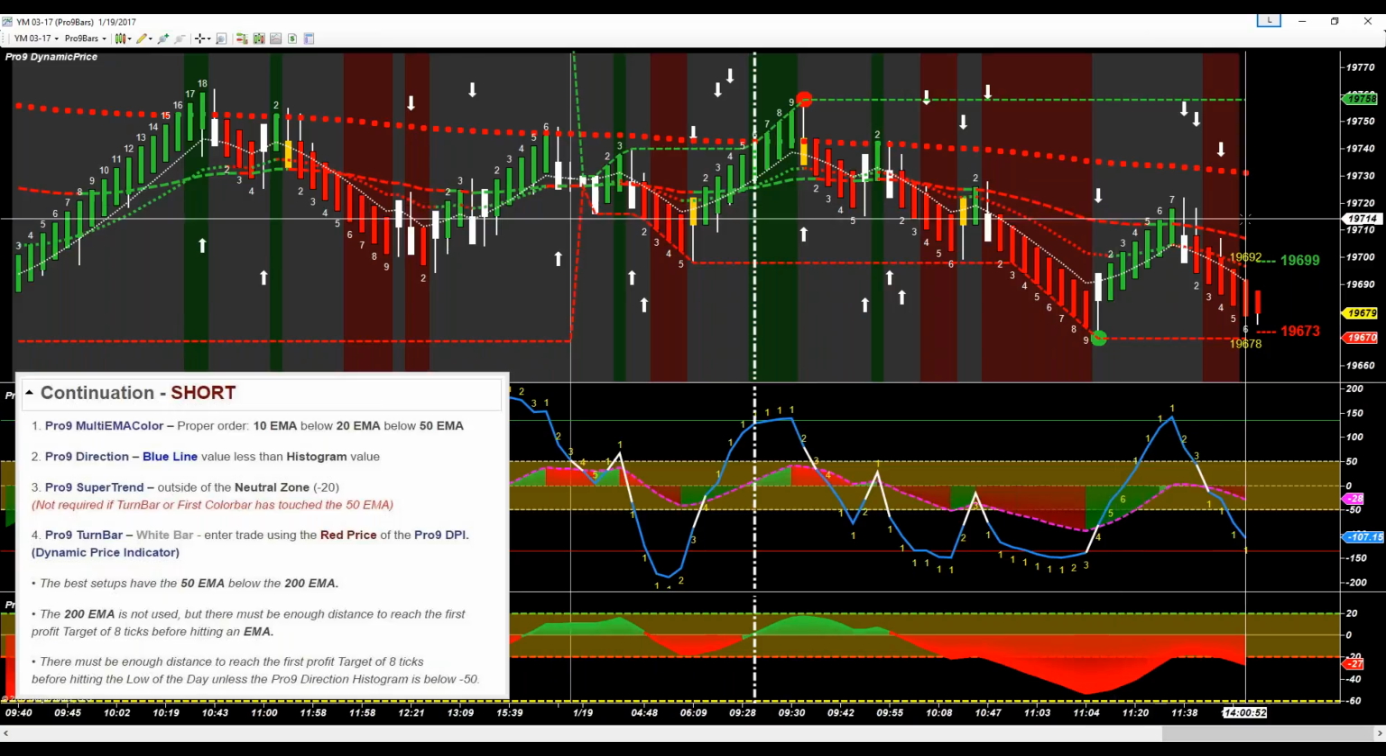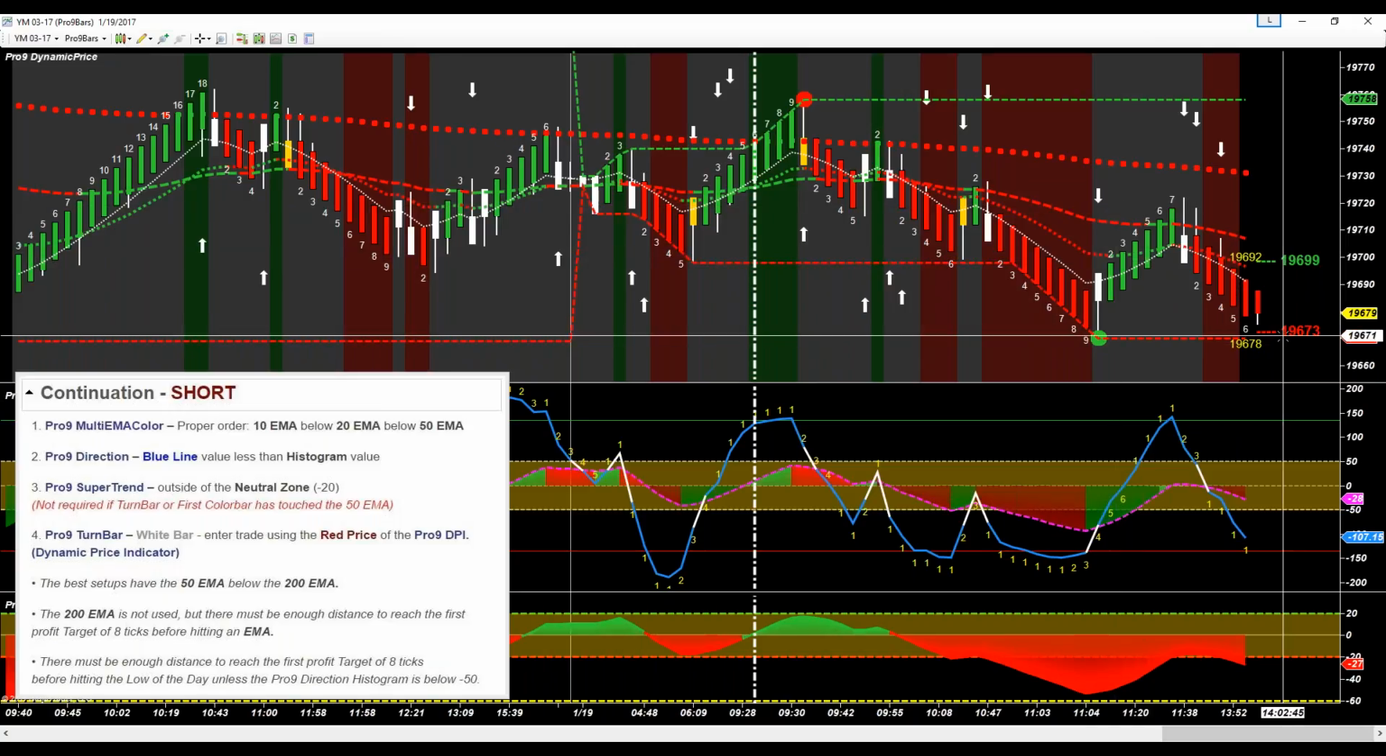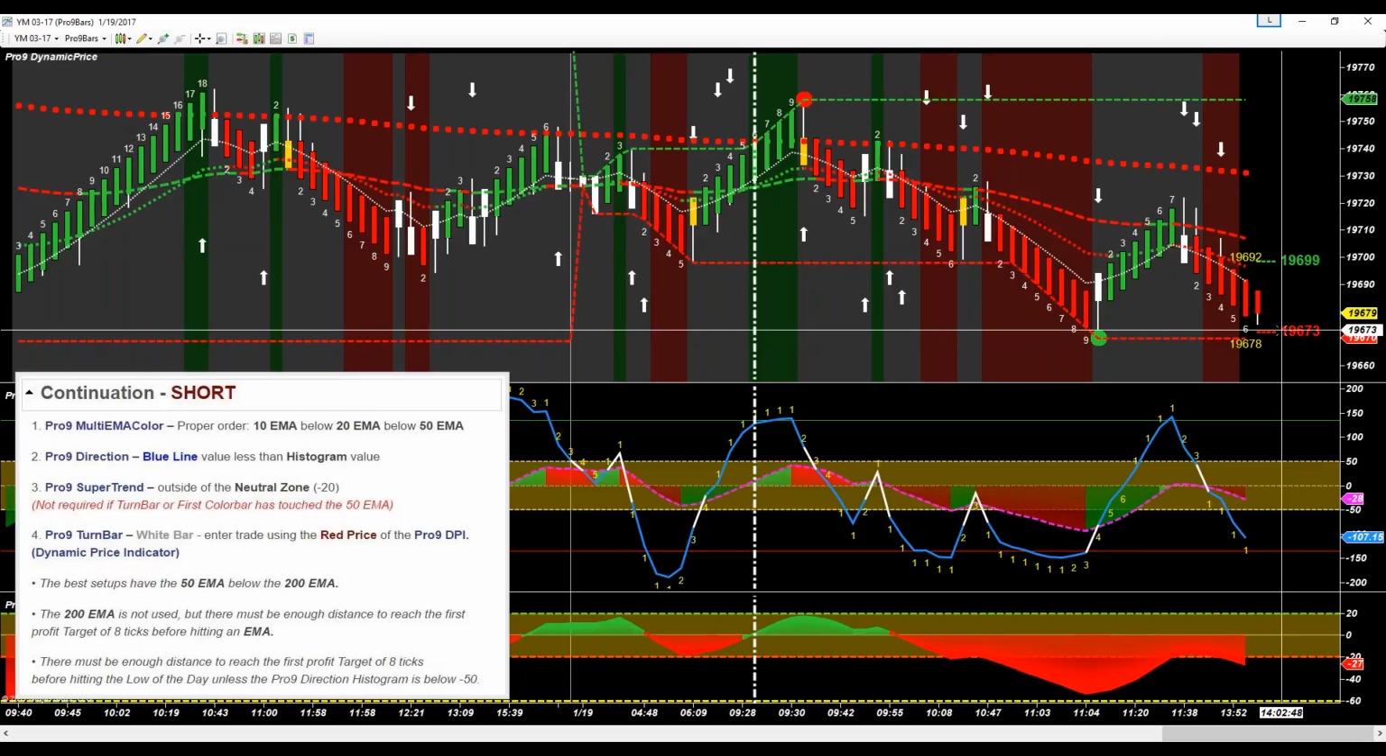And you may also occasionally see a yellow DPI number, and this warns you that your entry price is too close to the 200. So anytime you see a yellow turn bar or yellow DPI, it's warning you, hey, don't enter this trade.